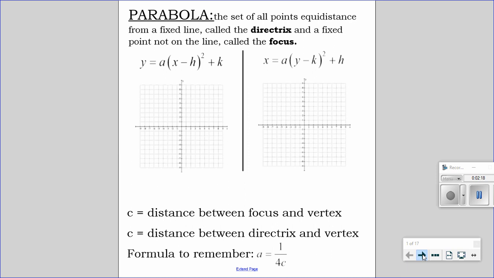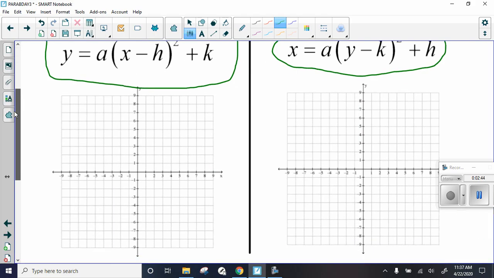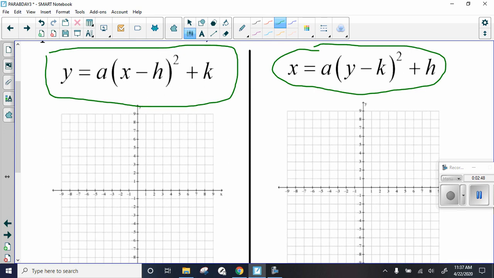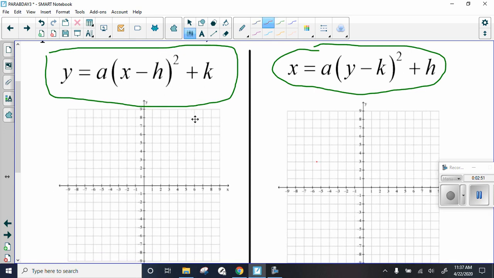Okay, so we're also going to introduce you to a second formula. And this one is a sideways parabola. So our normal parabola has a y and an x squared in it. And a sideways parabola is going to have an x and a y squared in it. So on both of these, we are going to have a vertex of h comma k. Same thing here. Our vertex is h comma k.